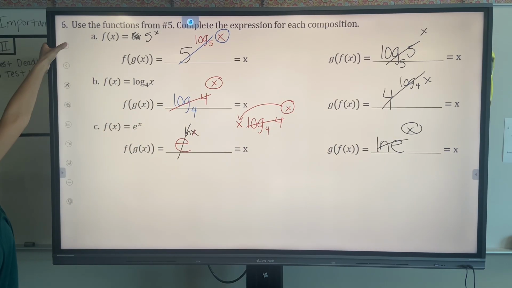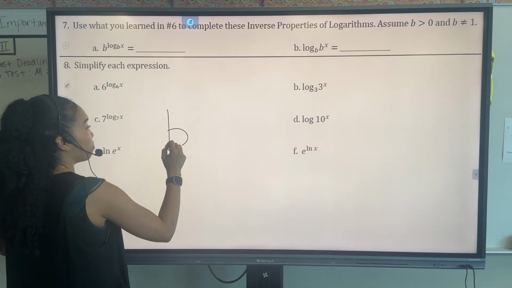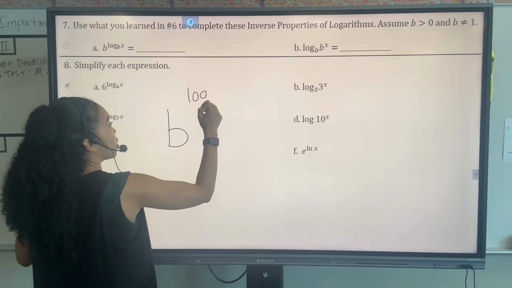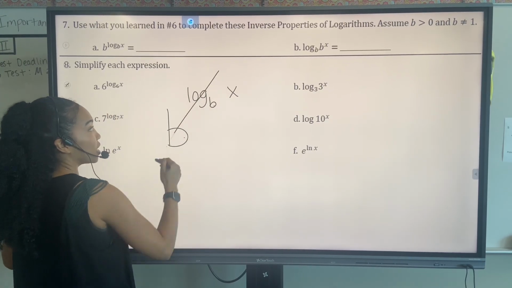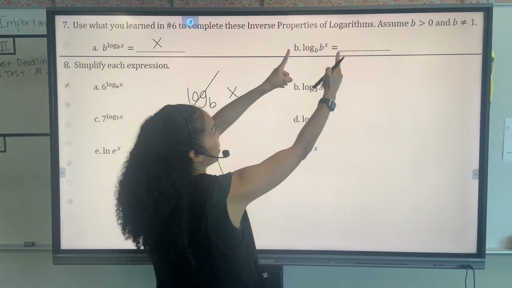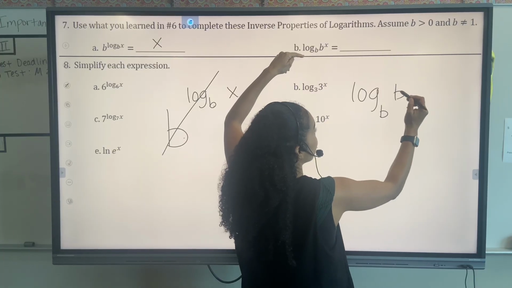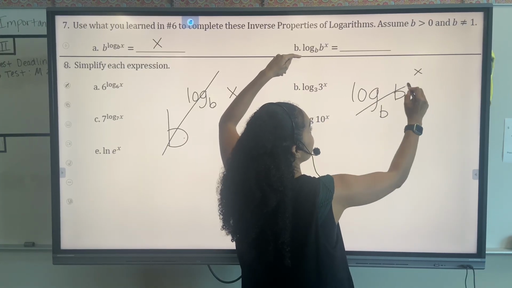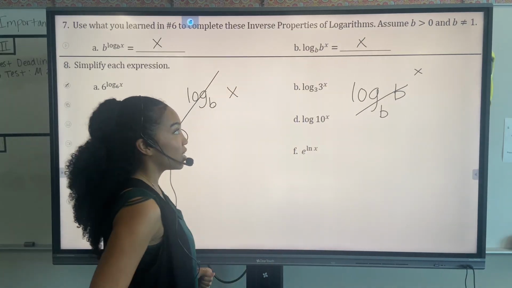So guys, this is the big idea. Whenever you have your base raised to log with the same base, when these numbers match, it cancels out. You're left with x. Okay? Same thing here. Whenever you have log with a base and this number matches, it cancels out. It's just x. These are the two important things that you must know.